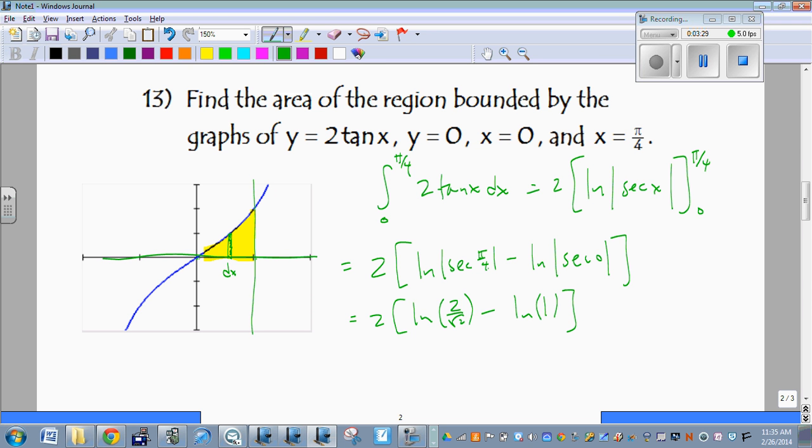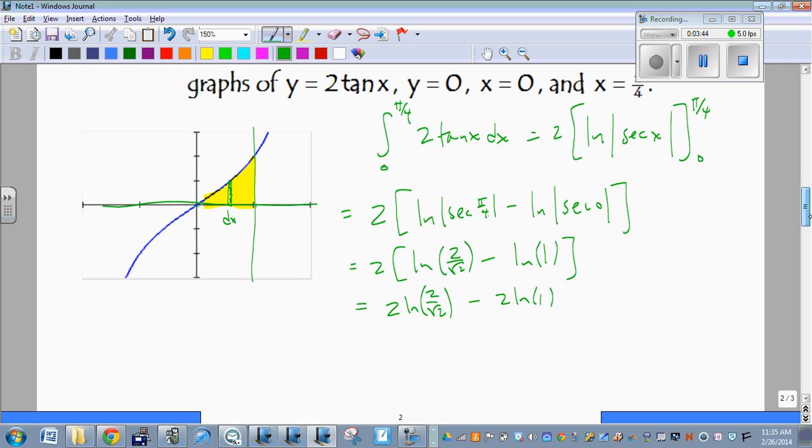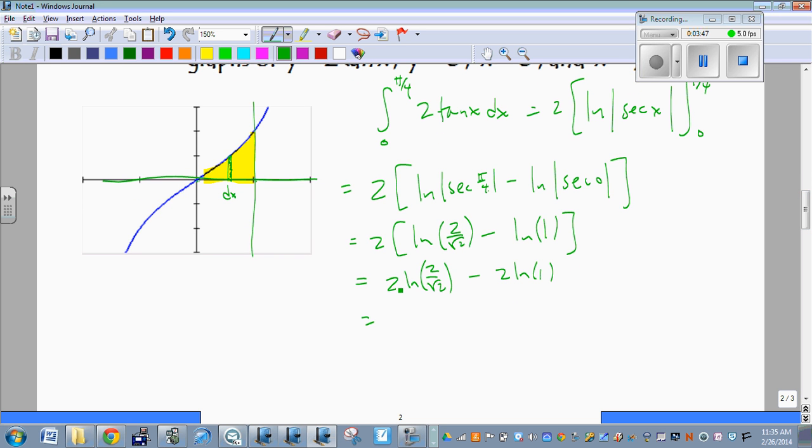And for this, if we go ahead and distribute this 2, we get 2 natural log of 2 over square root of 2 minus 2 times natural log of 1. Remember, when we have a constant out in front of the natural log, we can put that in as an exponent. So really we have natural log of 2 squared, which is 4, over square root of 2 squared, both of these get squared, which is 2, minus natural log of 1 squared, which is just 1. So now we have natural log of 2 minus natural log of 1.